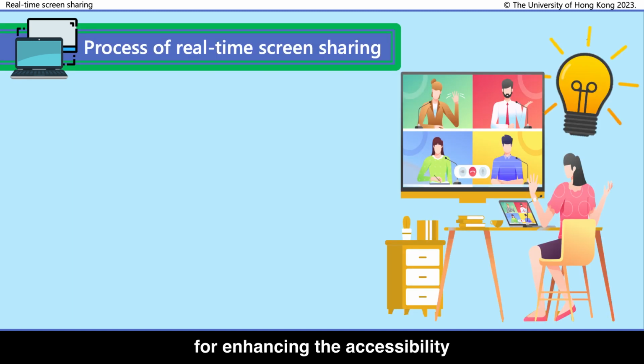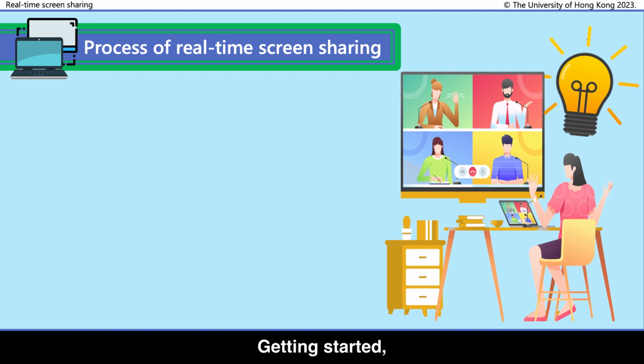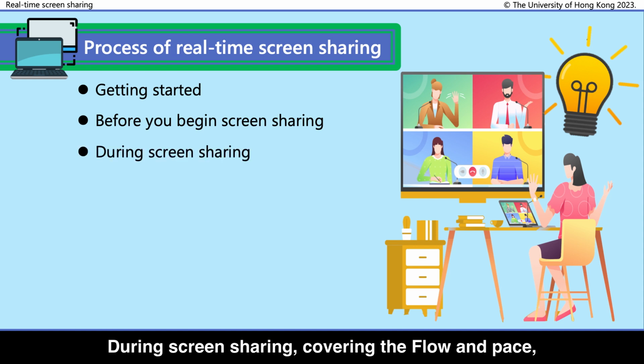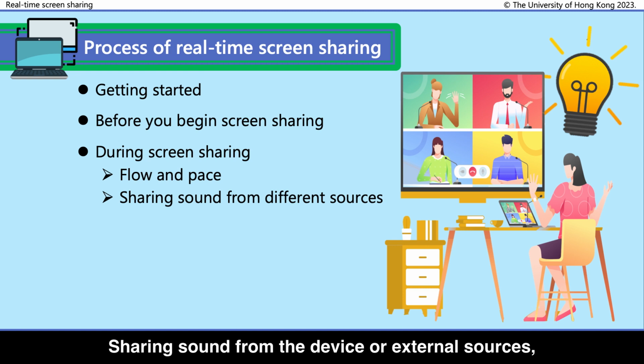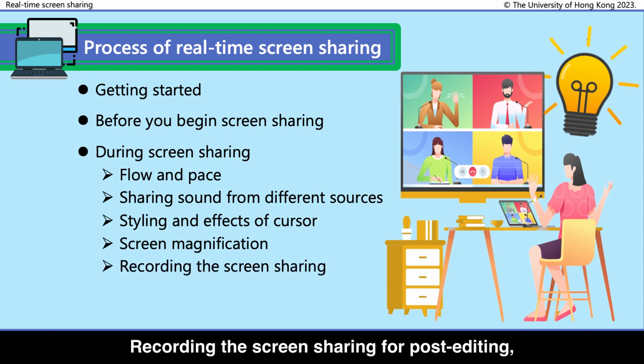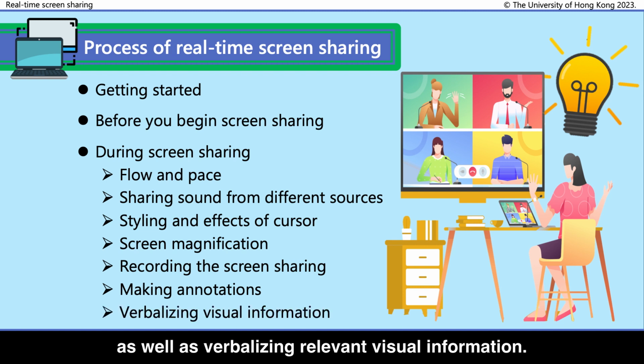In the following sections, we will briefly go through some tips for enhancing the accessibility of different stages of screen sharing as follows. Getting started. Before you begin screen sharing. During screen sharing, covering the flow and pace, sharing sound from the device or external sources. The styling and effects of the cursor. Screen magnification. Recording the screen sharing for post-editing. Making annotations, as well as verbalizing relevant visual information.